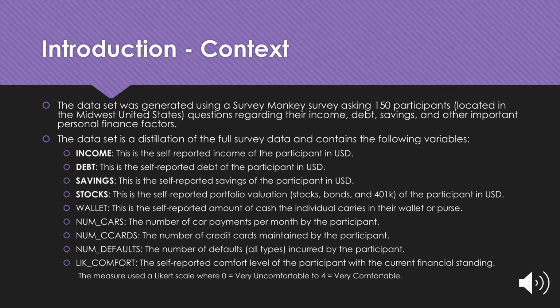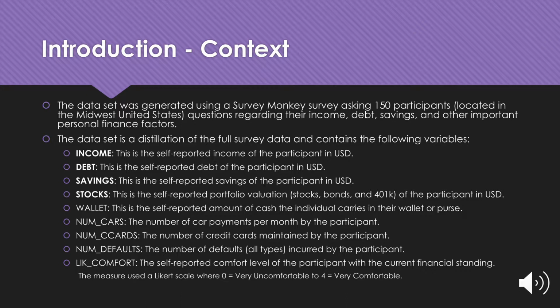Income. This is a self-reported income of the participant in US dollars. Debt. This is a self-reported debt of the participant in US dollars. Savings. This is a self-reported savings of the participant in US dollars. Stocks. This is a self-reported portfolio valuation of the participant in US dollars.